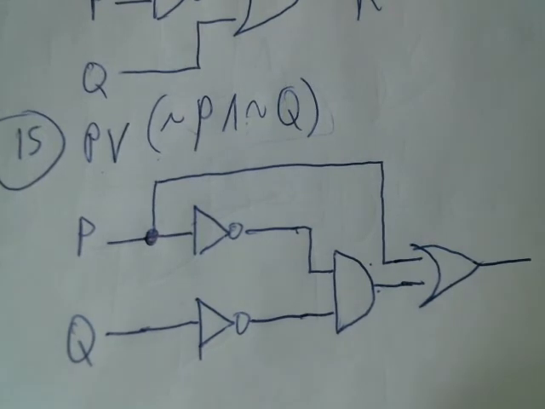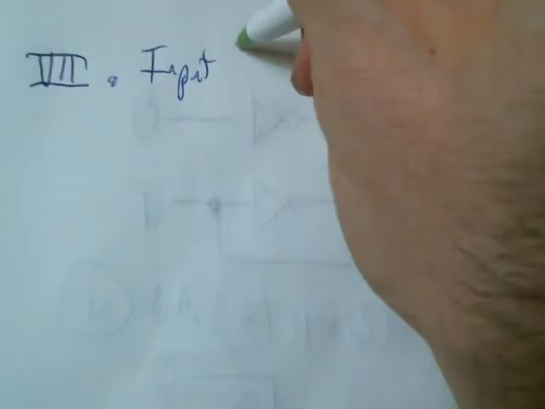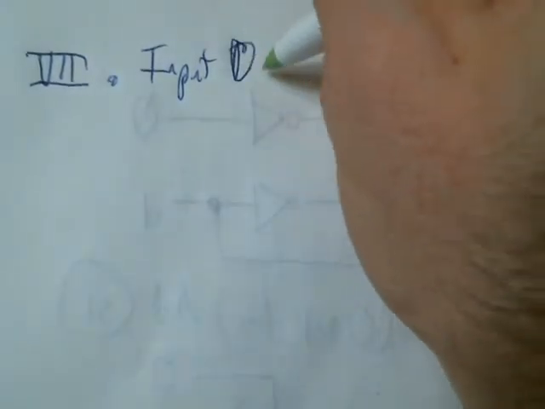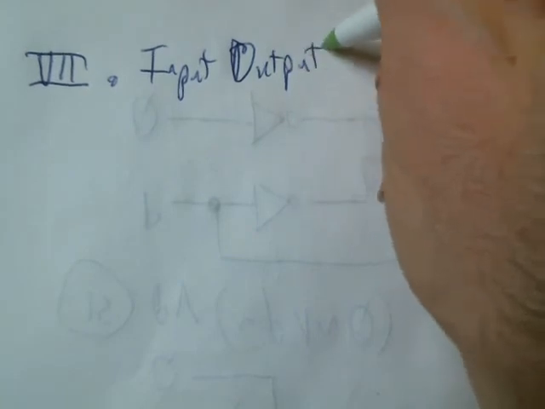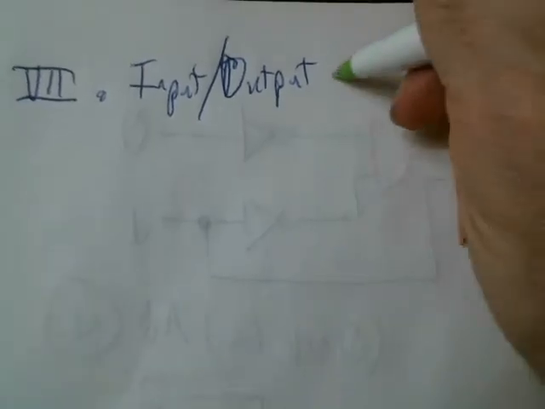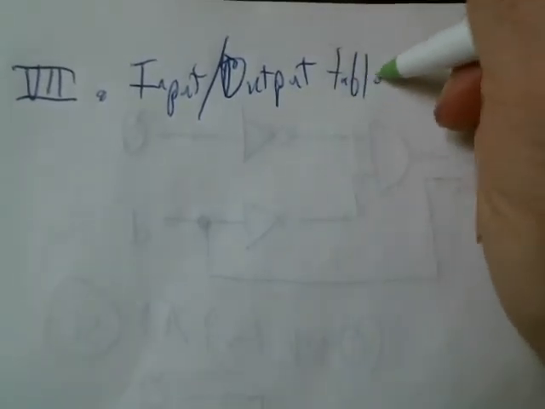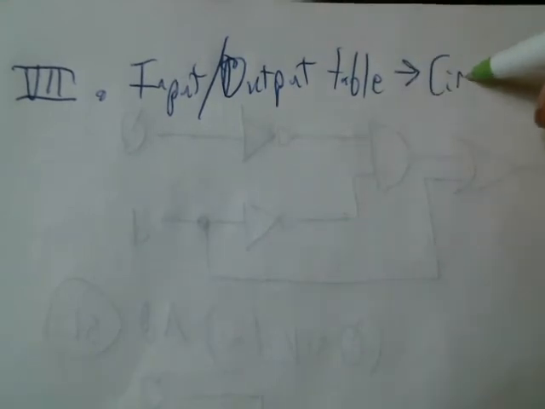All right, let's look now at creating a circuit from an input-output table. We're going from a truth table to a circuit diagram. So, input-output table to the circuit diagram.